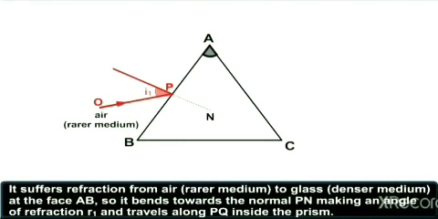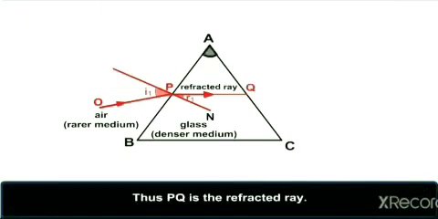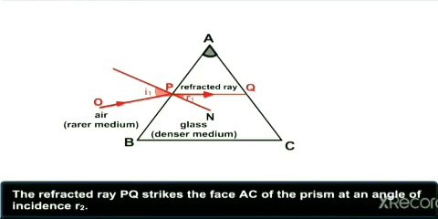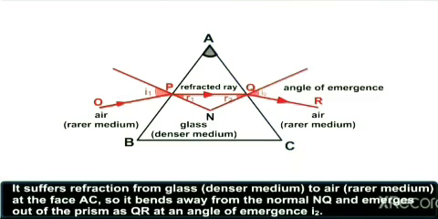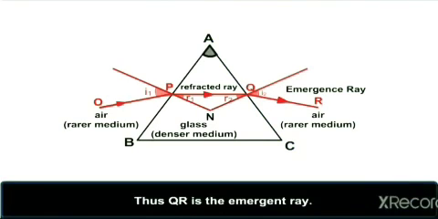It suffers refraction from air, rarer medium, to glass, denser medium, at the face AB, so it bends towards the normal PN, making an angle of refraction R1 and travels along PQ inside the prism. Thus PQ is the refracted ray. The refracted ray PQ strikes the face AC of the prism at an angle of incidence R2. It suffers refraction from glass, denser medium, to air, rarer medium, at the face AC, so it bends away from the normal NQ and emerges out of the prism as QR at an angle of emergence I2. Thus QR is the emergent ray.